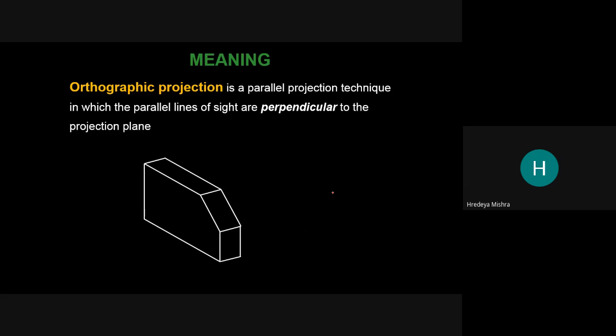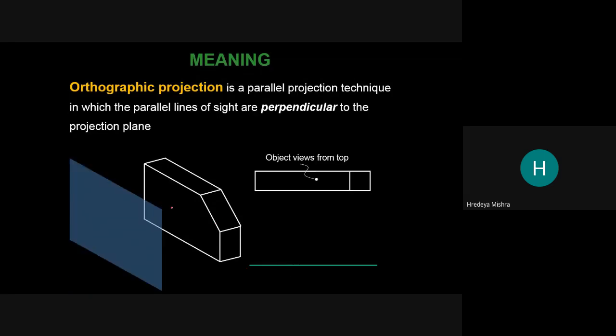So, orthographic projection is a parallel projection technique in which the parallel lines of sight are perpendicular to the plane. Again, orthographic projection is a parallel projection technique in which parallel lines of sight are perpendicular to the projection plane. See, these things we already saw here.